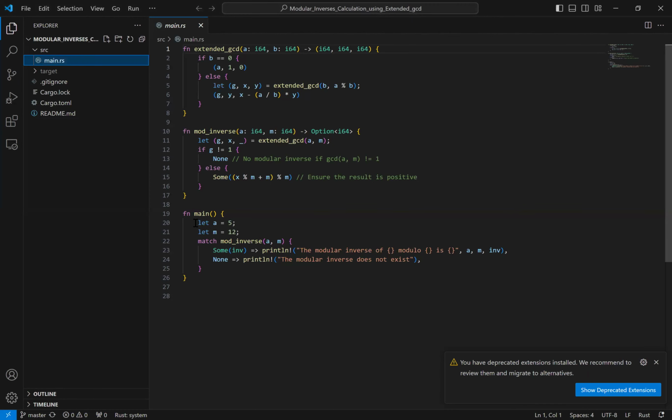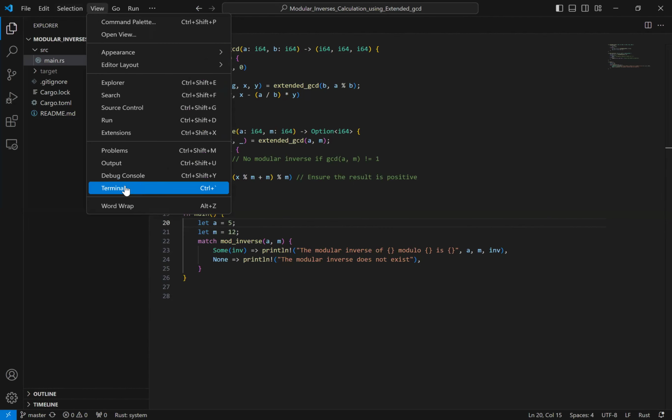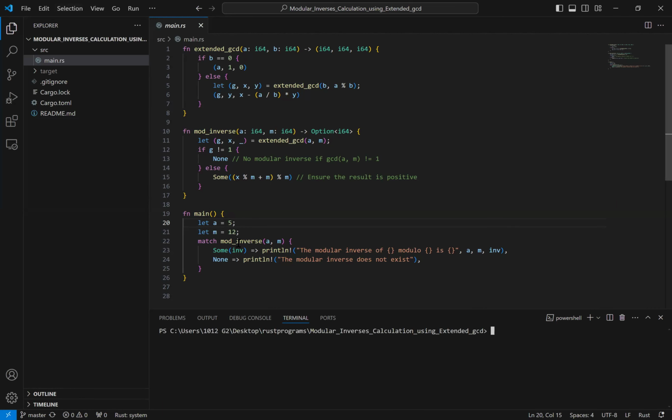In this case, our A is 5 and our M is 12. So we are talking about the inverse of 5 in the group Z star mod 12. That's what we want. Of course, the inverse of 5 only exists if 5 is relatively prime to 12. If 5 and 12 are not relatively prime, then the inverse does not exist.